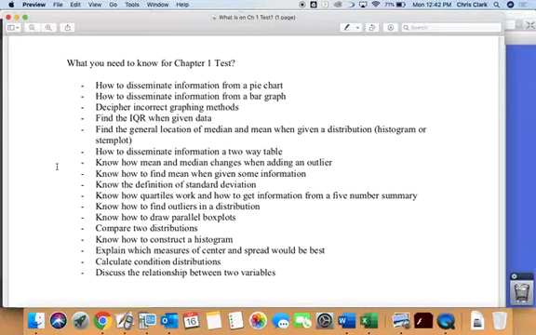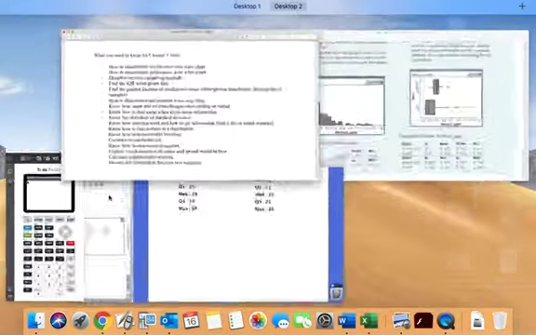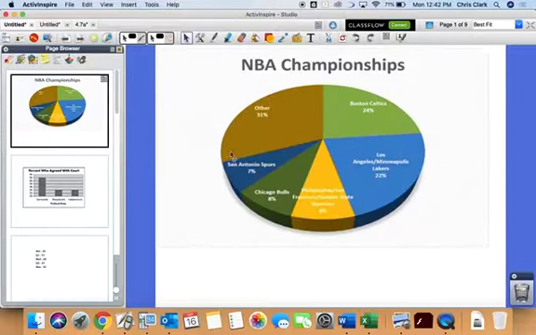The first thing you need to know for the chapter one test is how to disseminate information from a pie chart. So if you have a pie chart, let's just say this is the percentage of NBA championships. There will be a question where you have to figure out some bit of information about this. There will be like 5 responses, and you have to figure out which one's the true response. So if I said the Boston Celtics and the Lakers make up half of the NBA championships, that would be an incorrect statement because that would add up to be 46%. So that's what I mean by disseminate information from a pie chart.